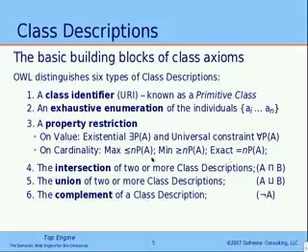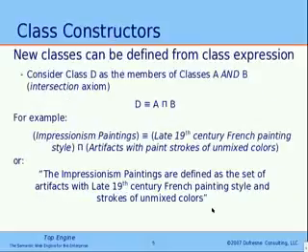Also, a class description can be in terms of the intersection of two other classes. And a class can be in terms of the union of two classes. And also it could be in terms of the complement of a class. So these class constructors or class descriptions can be used to build class expressions. So for example, the class D can be defined as the intersection of class A and class B.